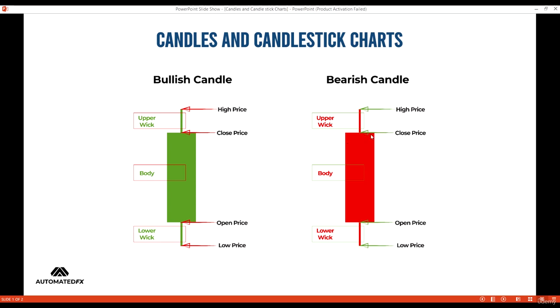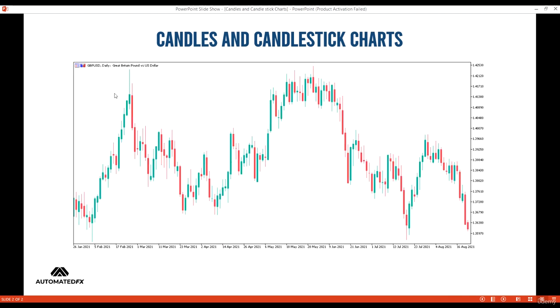So I'm probably going to edit this so that when you come to see the illustration, you're not going to be confused. Okay, so this is a mistake on my part. I'm going to edit this. So that's it about the bullish and bearish candle. So let me just go to the next slide for you to see.